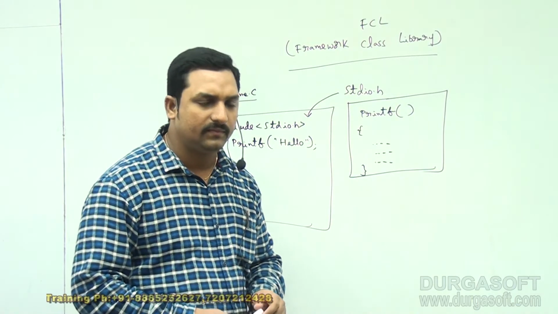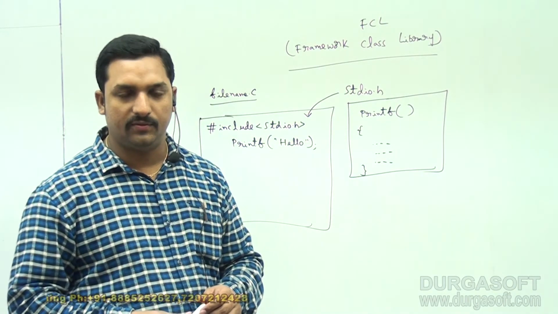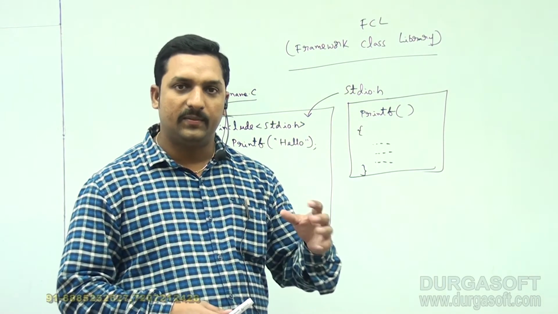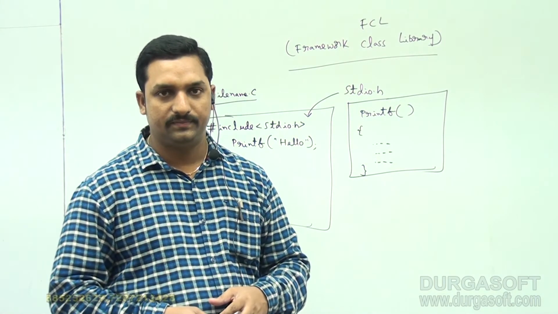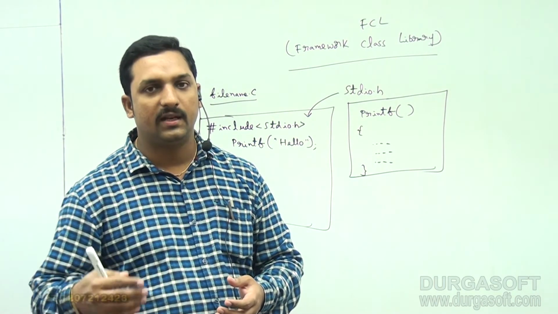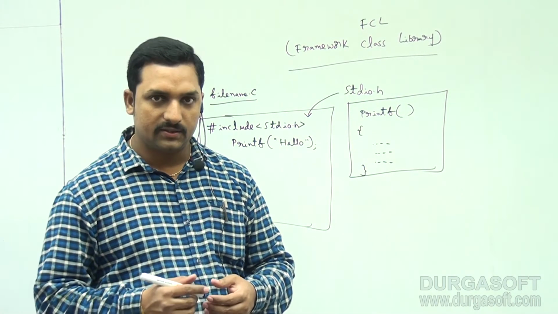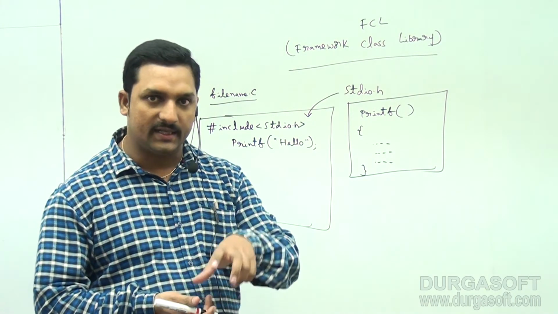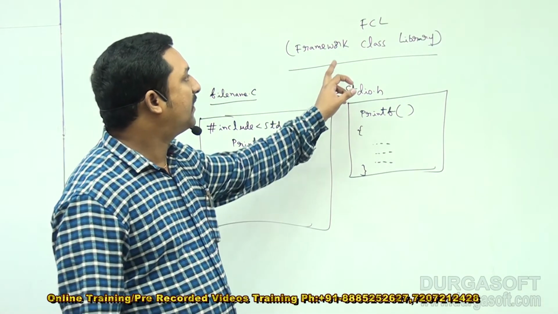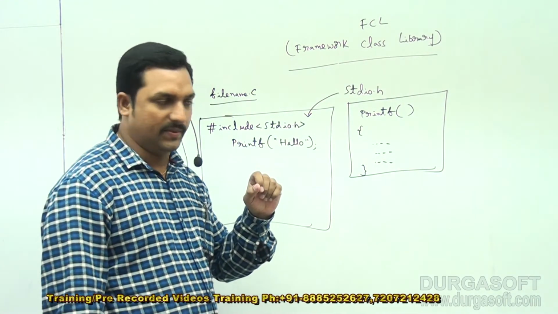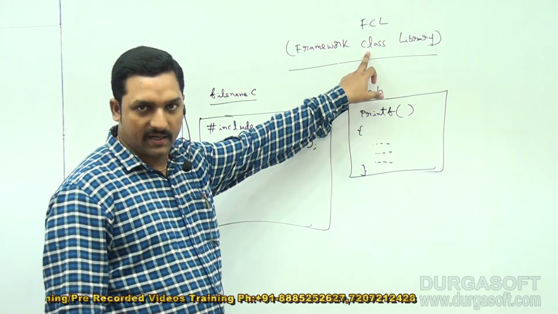Similarly, if you take C++, Java, or different languages, some library functions are available. Library functions, or if it is an object-oriented language, library classes. So the set of library classes which are related to .NET is called the Framework Class Library. Why is it called Framework Class Library? It is a set of predefined classes.